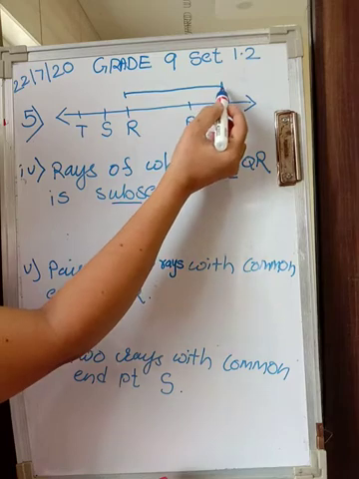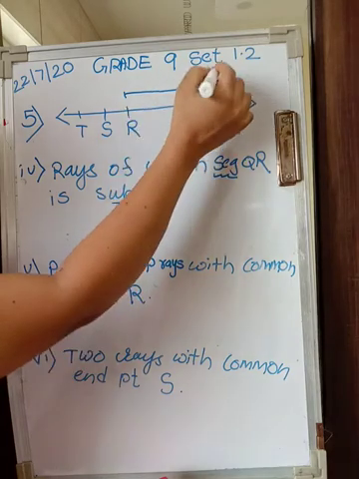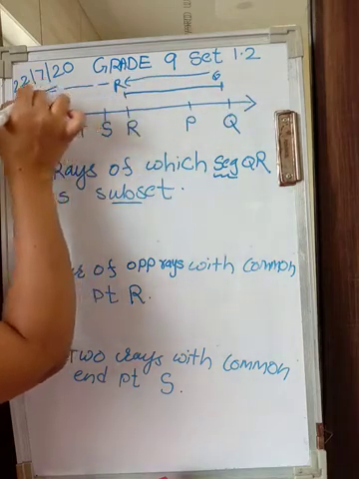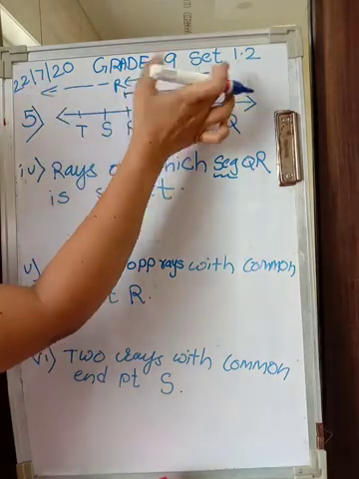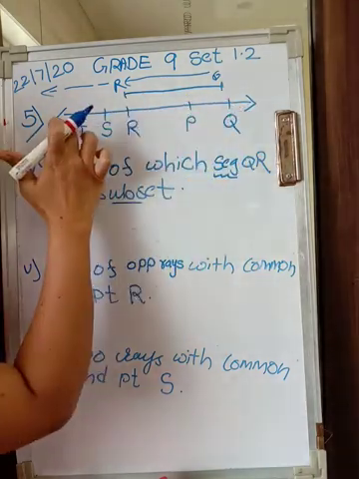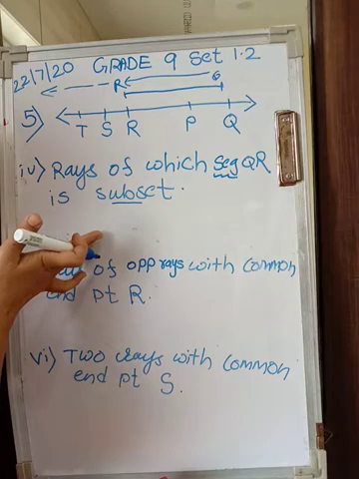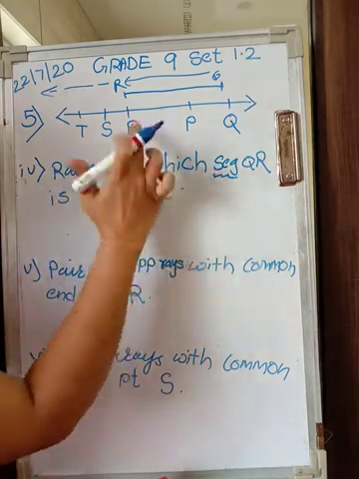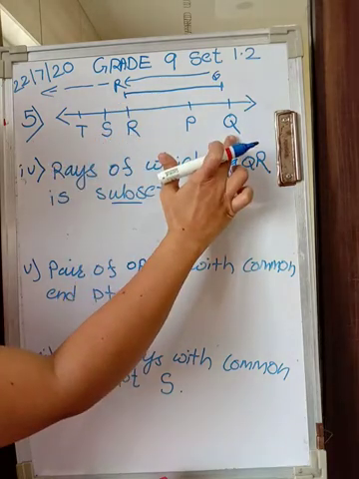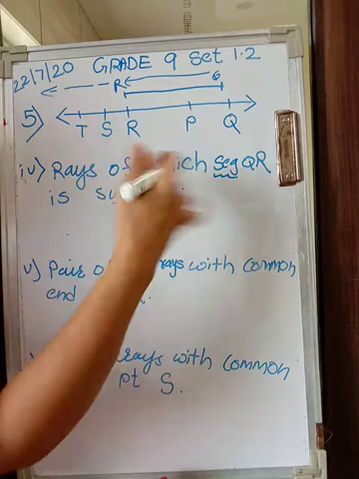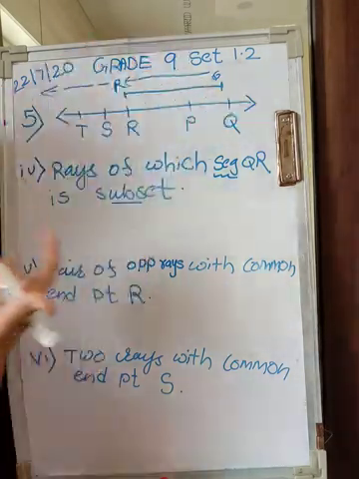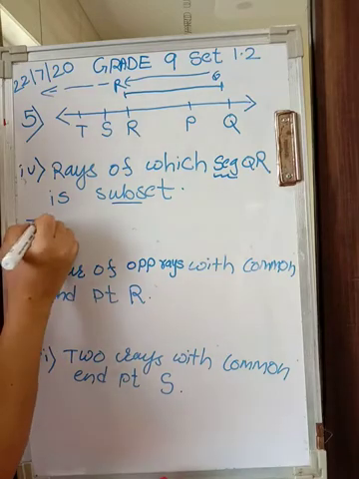If I say ray QR, this is Q and this is R. If I say ray QR, it is going to extend forward. So this part is automatically included in ray QR, also ray QS, also ray QT. So there can be many answers for this. Rays of which segment QR is a subset can be ray RQ also. It can be ray QR also. All such rays will be the answer. Or you can write the line itself. That is also a superset.